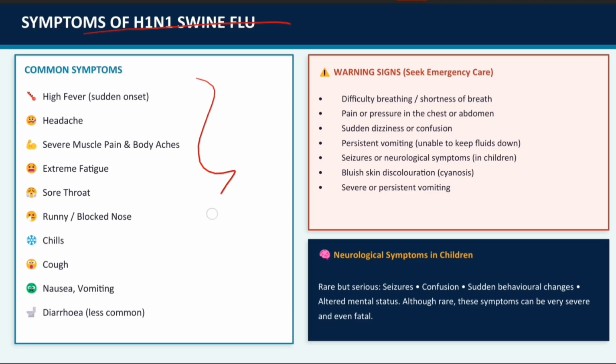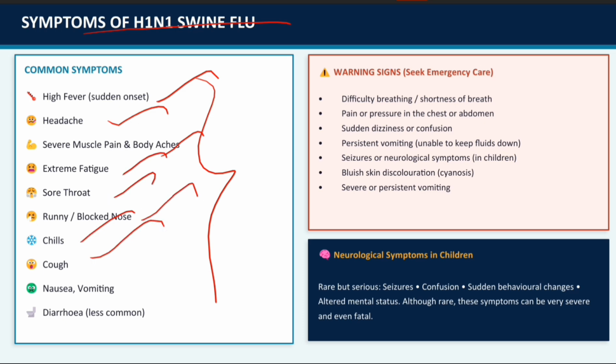These are the common symptoms: high fever with sudden onset, headache, severe muscle pain, body aches, extreme fatigue, sore throat, runny or blocked nose, chills, cough, nausea, vomiting, and diarrhea is less common.